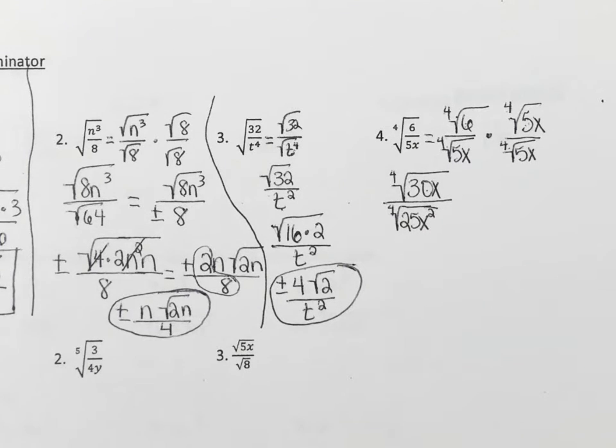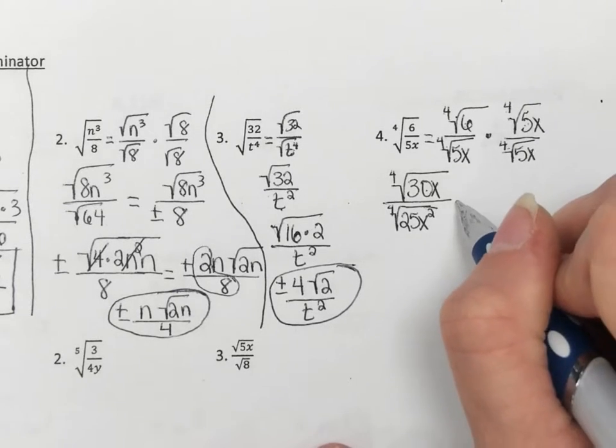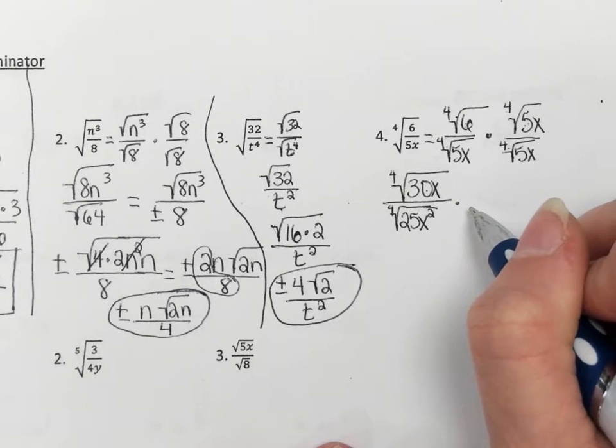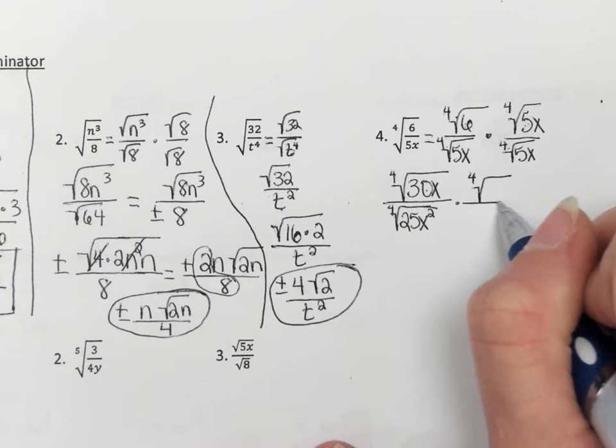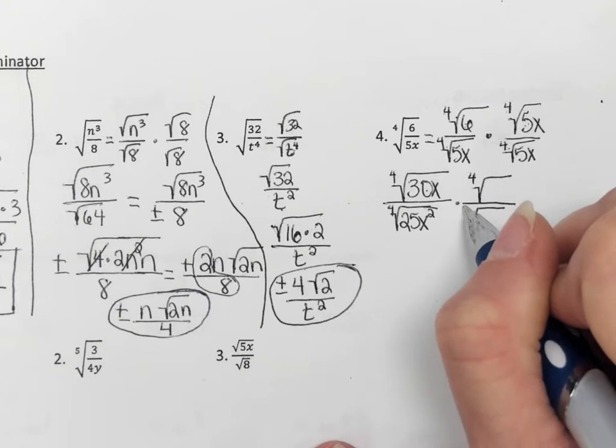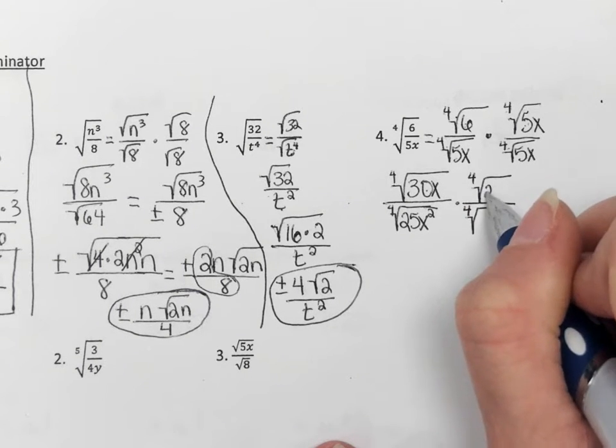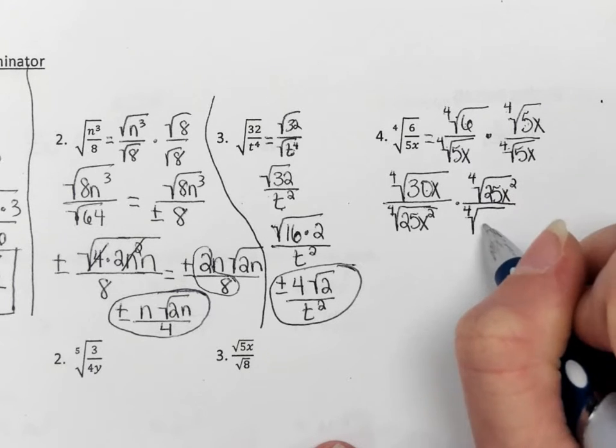That fix anything? Does 25 go into the 4th root? Can I take the 4th root of 25? No. Can I take the 4th root of x squared? No. Do it again. All right. What am I going to multiply on top and bottom by? 4th root of 25x to the 2nd. There you go.